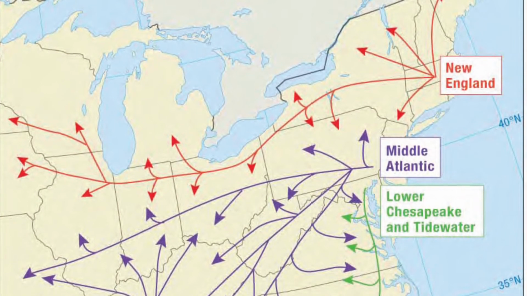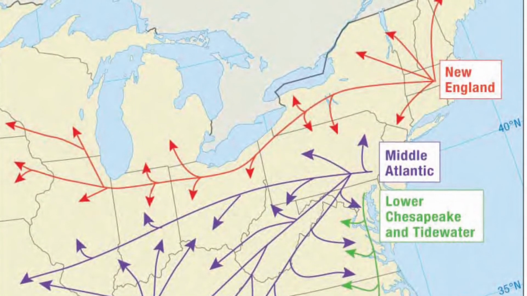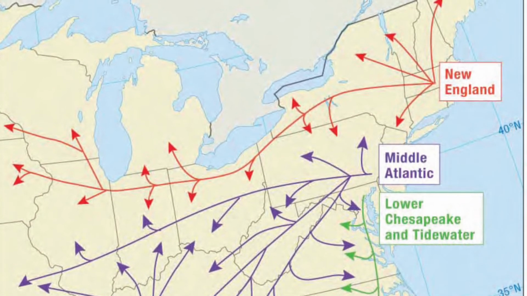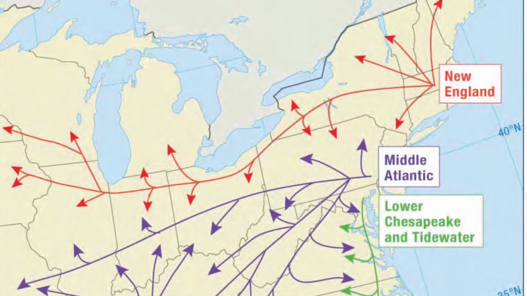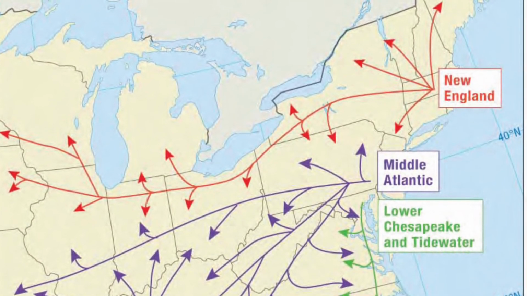The next is a lower Chesapeake and Tidewater type of cultural hearth in regards to housing. These are usually 1 story. You have steep roofs. You have chimneys on either side of these. And this type of housing spreads southeast along the coast of the United States.